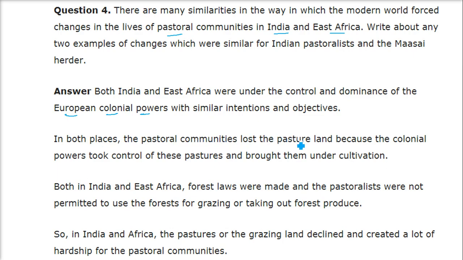In both places, the pastoral communities lost pasture and land because the colonial power took control of these pastures and brought them under cultivation, because for them, pasture land was waste. Why not cultivate? Both in India and East Africa, forest laws were made and enacted, and the pastoralists were not permitted to use the forest for grazing or taking out forest produce, which actually belonged to the natives. So in India and Africa, the pastures or grazing lands declined and created a lot of hardship for these pastoral communities.